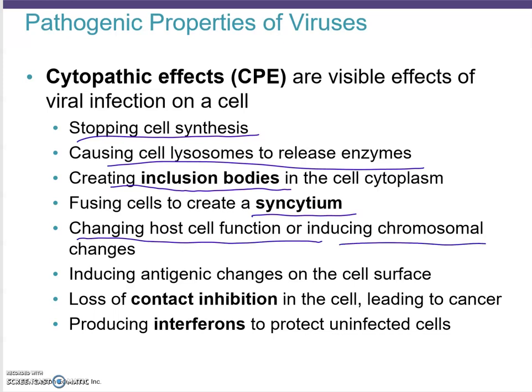You could induce chromosomal changes in the host cell, and you can induce antigenic changes on the cell surface that then cause an immune response. You can cause cells to lose contact inhibition, thereby leading to cancer. The cells sort of become autonomous. They don't want to be part of a tissue anymore. And viruses can also cause the production of interferons that can be released from a virus-infected cell to protect and warn the neighboring uninfected cells.